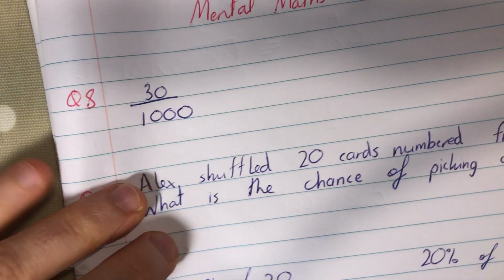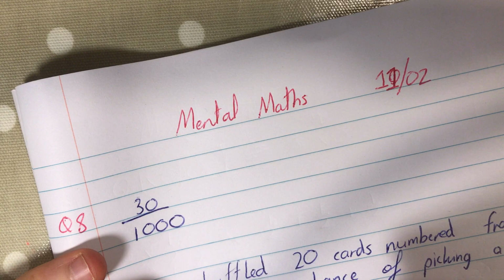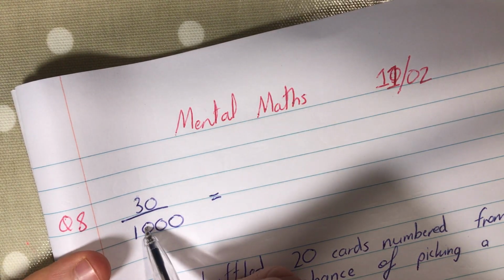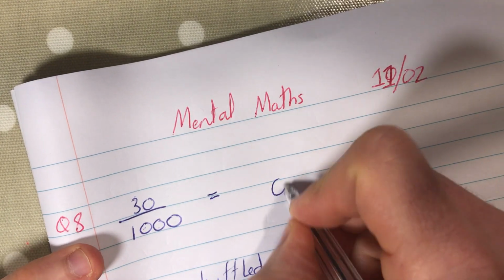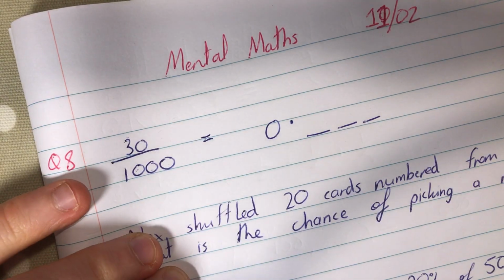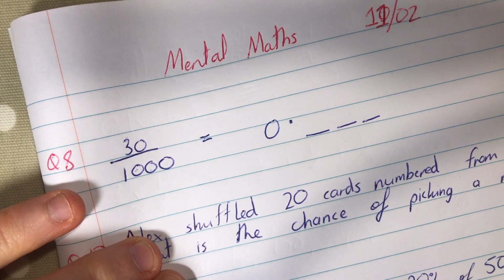Okay, now looking at today's mental maths, not too bad at all. It says 30 over 100 as a decimal. Well, I'm not going to tell you the answer, or 30 over 1,000. We have 3 digits here, which means it's going to be 3 digits after the decimal. Okay, you tell me what it's going to be. And it's not going to be 0.30.